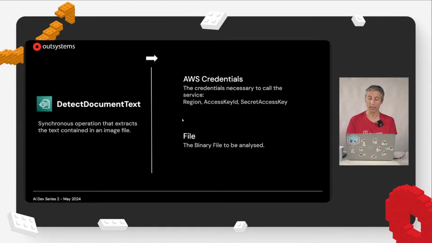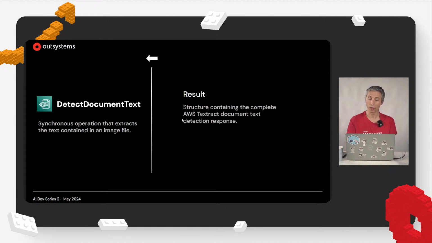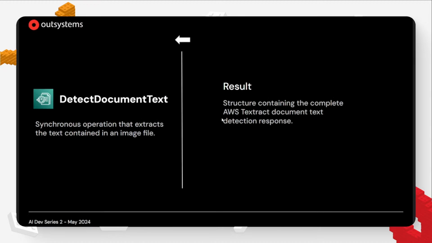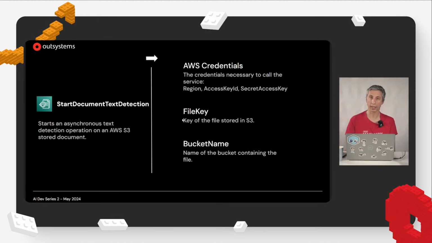Besides that, of course, you need to send the binary file that needs to be analyzed. And as an output, we are going to have a result, and this result is a structure that has the complete AWS Textract document text detection response. I'll go into the details of what these parameters are, but just to show, in this case, very simple, you get credentials and an image, and you get a result structure with the result of what was detected.